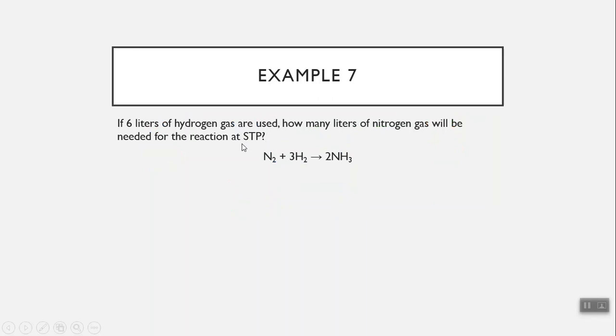Again, there are those letters, STP, standard temperature pressure. And again, it doesn't really mean anything except for the fact that you'll be using molar volume, 22.4 liters per mole, somewhere in this setup, okay? So let's do the same steps as before. We want to go ahead and write down what we're given and what we're trying to find. And we're going to cross out anything that they don't talk about, right? So we are given 6 liters of hydrogen. It wants to know liters of nitrogen. We can ignore ammonia right now because we're not interested in it.